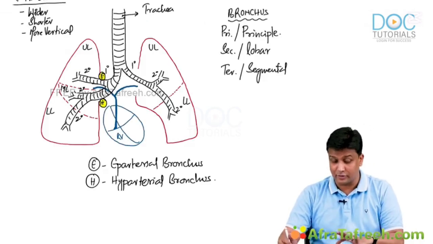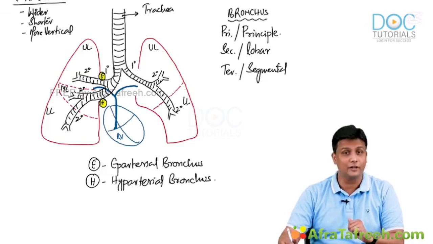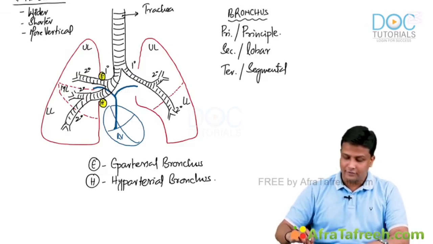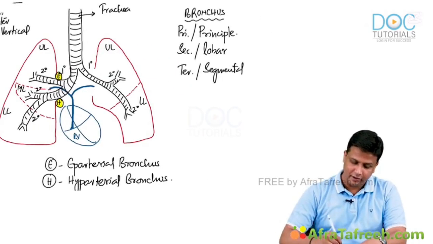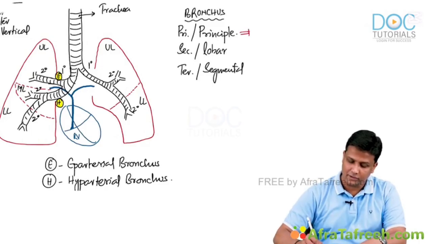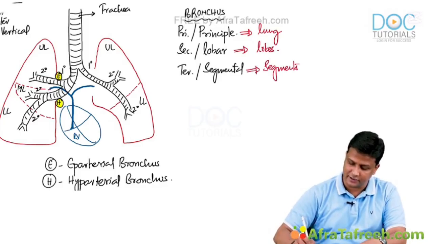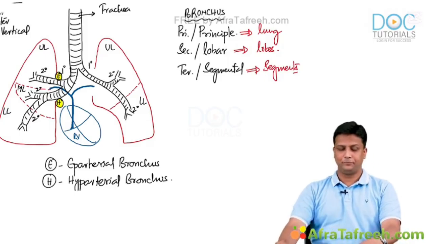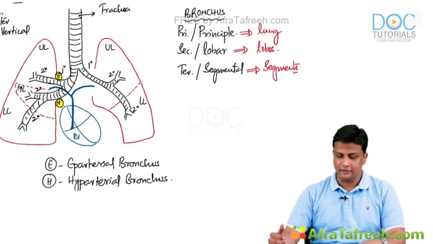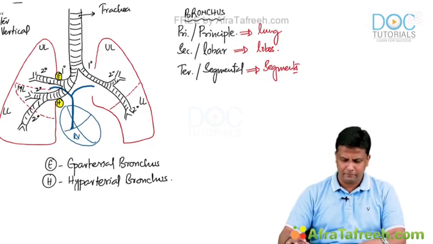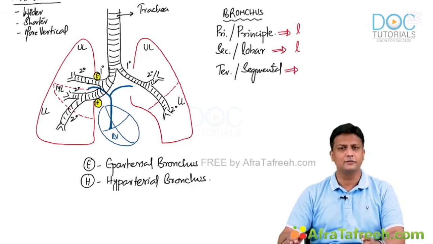Why? Because we are speaking about the trachea and the bifurcation of trachea into the bronchus. Perfect. And one more thing I would like you people to add here. The primary bronchus is the one which will be supplying to the lung. The secondary bronchus is the one which will be supplying to the lobes, and tertiary bronchus is the one which will be supplying to the segments present inside the lobes. So, primary, secondary, tertiary: the lung, lobes and the segments, guys. Perfectly done. Almost everything here is perfectly done.